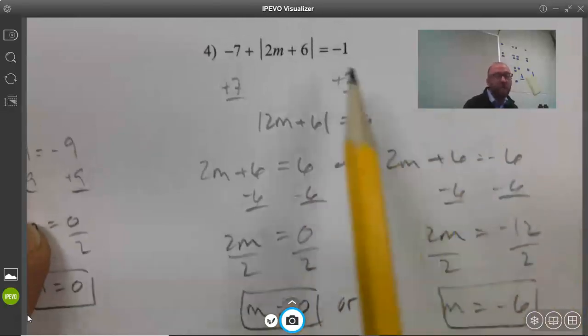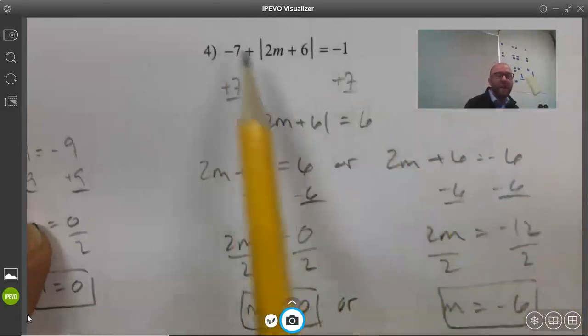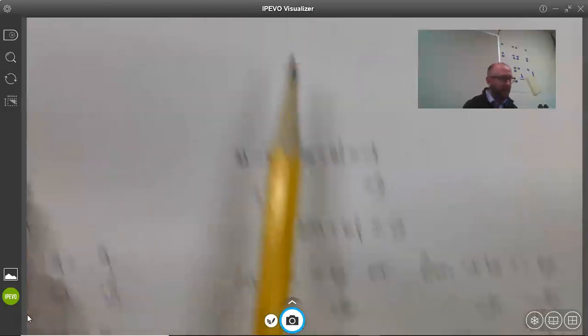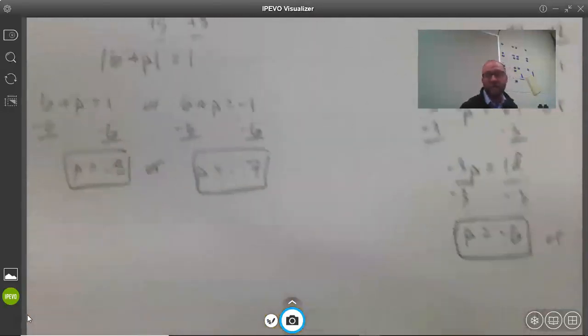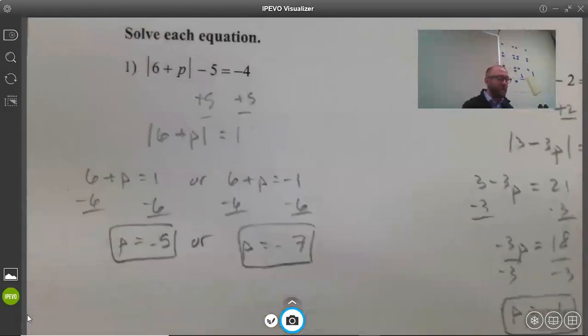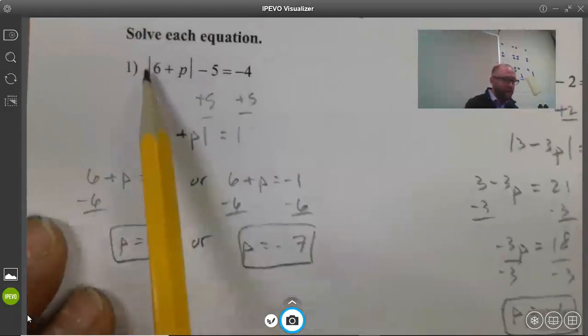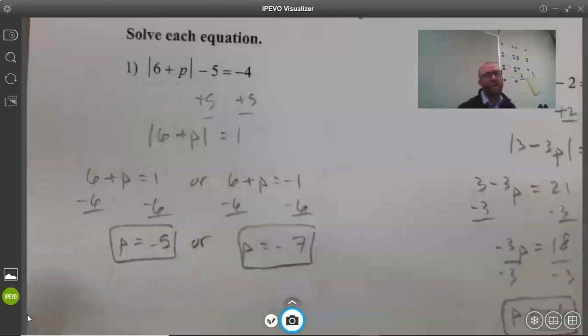But before we can split it like that, we have to get rid of anything else that's along with it. So if it's a number that's been added or subtracted, then we will add or subtract to cancel it out. If, on the other hand, it's something that's been multiplied, say, if we had multiplied the absolute value expression by something first, then we would have to divide in order to get rid of that. Okay. There you go.